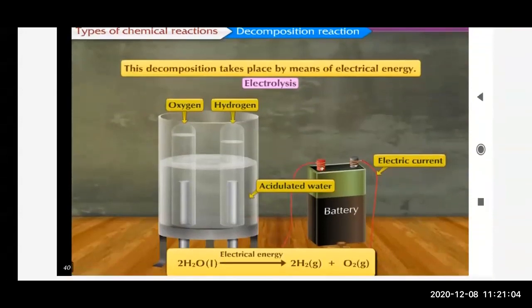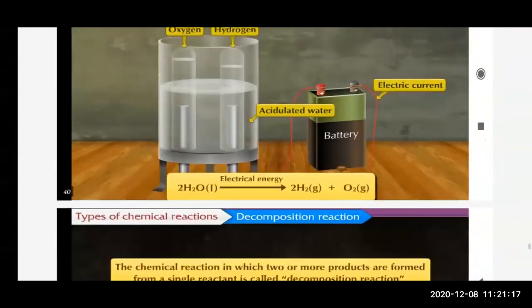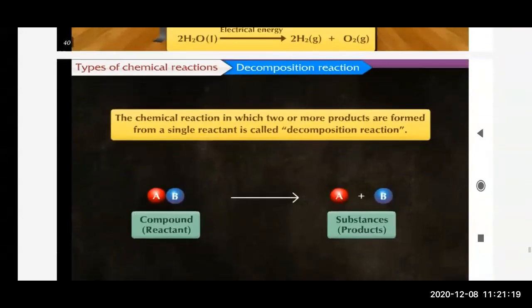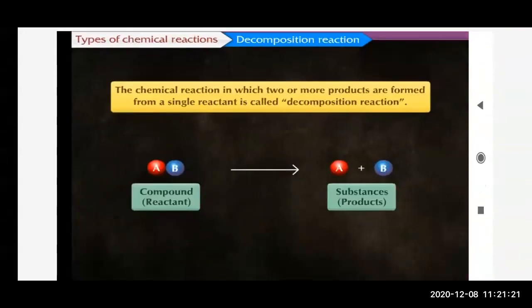So this is called electrolysis, right? From these three examples, what we have seen is that there was only a single reactant and two products were formed. So the definition of decomposition reaction: the chemical reaction in which two or more products are formed from a single reactant is called a decomposition reaction.